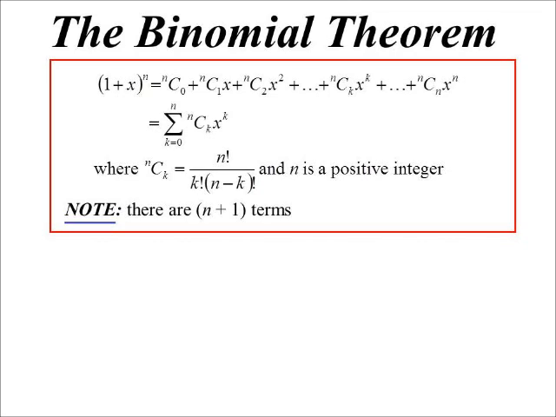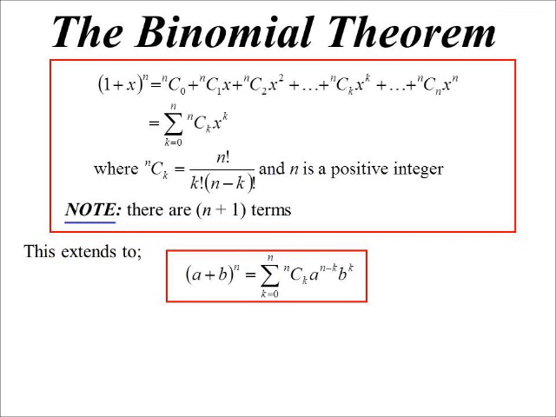(1 plus x) to the power of n is not that useful. But, of course, we can extend that idea to (a plus b) to the power of n. The only thing we have to put in there is that now powers of a go down by 1, powers of b go up by 1 in each particular term. So the two powers will always add up to be n.